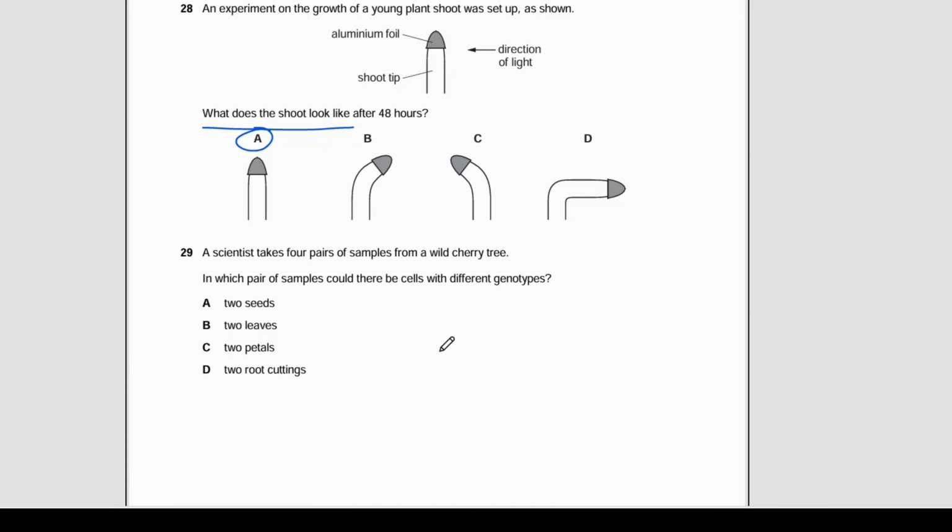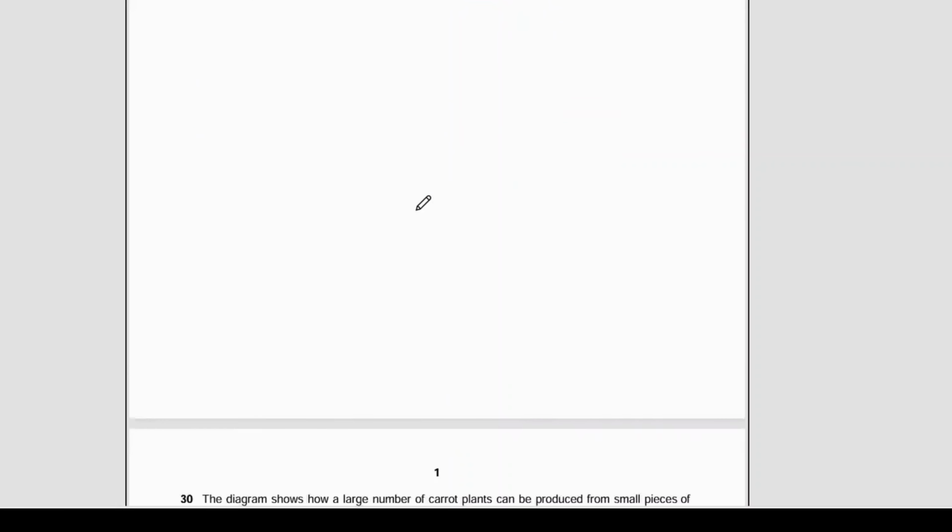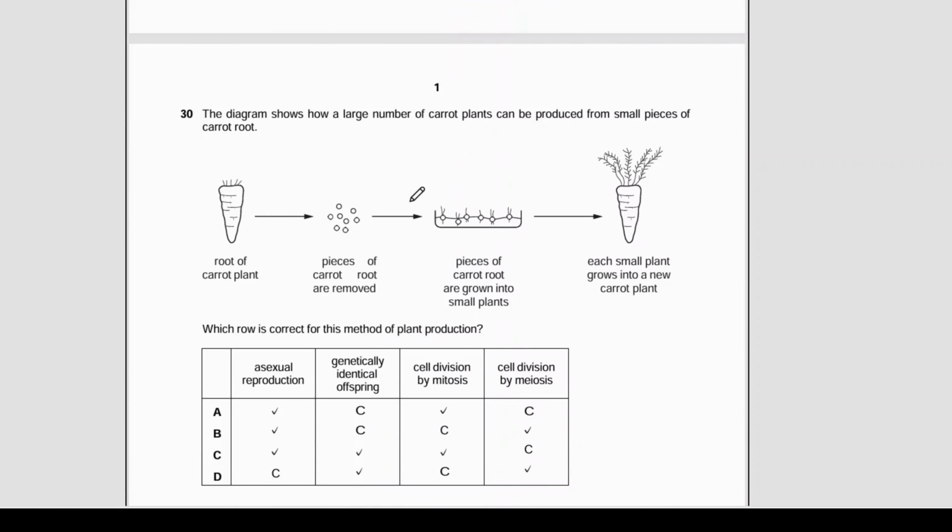A scientist takes 4 pairs of samples from a wild cherry tree. In which pair of samples could there be cells with different genotypes? Wait, so two C's with different genotypes. So that would be two C's definitely. Exactly. So germination takes place with all, because of seed. So that results in the new plant.